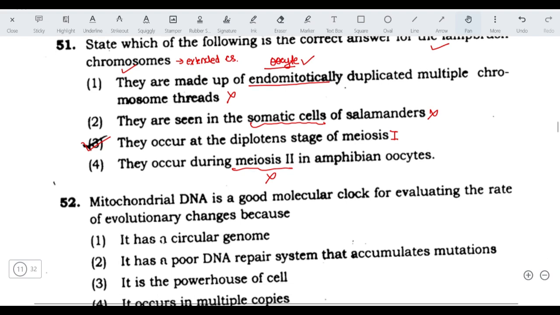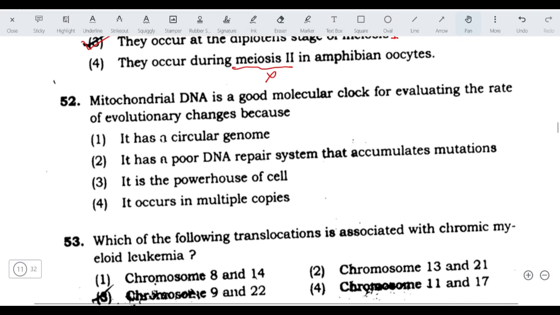So start the next question. Mitochondrial DNA, also known as mtDNA, is a good molecular clock for evaluating the rate of evolutionary changes because, the correct answer here is, it has a poor DNA repair system that accommodates mutations. Very nice statement: poor DNA repair system. High mutation rate due to lack of efficient repair makes it suitable for evolutionary studies.